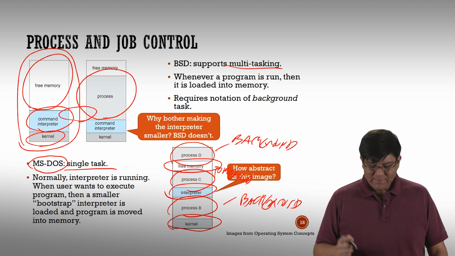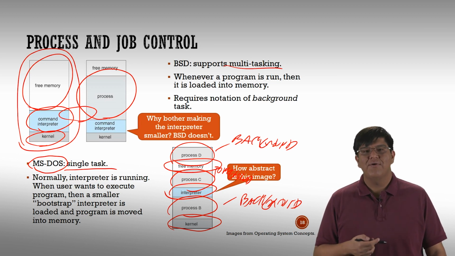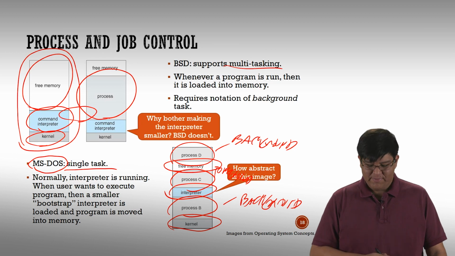All right, so those are background tasks versus I have a foreground task. And I have my free memory over there, and my interpreter is just somewhere else. Okay, so this is more typical of what you'd see in modern operating systems.